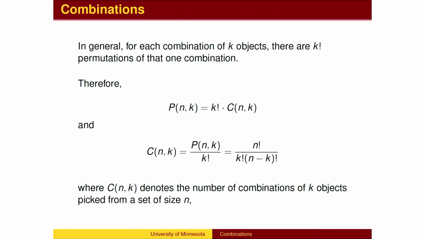In general, for each combination of k objects, there are k factorial ways to rearrange those objects into a permutation. So to get the number of permutations, we can multiply the number of combinations by the number of permutations for each combination. Since we have a formula for counting permutations, we can get a formula for combinations by dividing by k factorial.